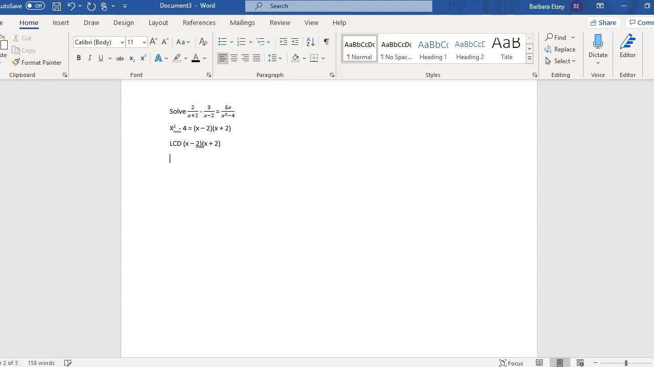And actually, let me just copy and paste this. It'll make it easier. I'm going to multiply the first fraction by x minus 2, x plus 2. I'm going to multiply the second fraction by x minus 2, x plus 2. And I'm going to multiply my third fraction by x minus 2, x plus 2.